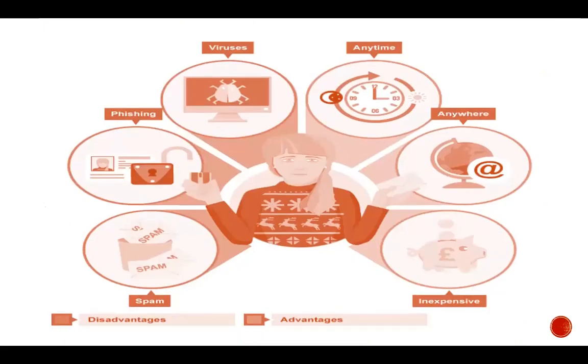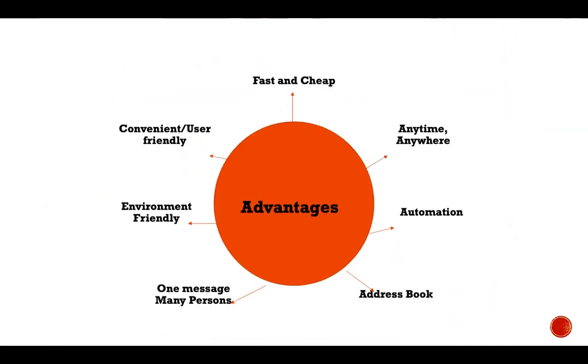In this picture, you can see some advantages and disadvantages of email. So now coming towards the advantages of email, the first thing is that it is fast and cheap, no doubt. It's very much fast in comparison to the traditional post, and for cheap, obviously you need only an internet connection to send an email. Anytime, anywhere. This means that you can send a message 24/7 from anywhere, any place in the world.